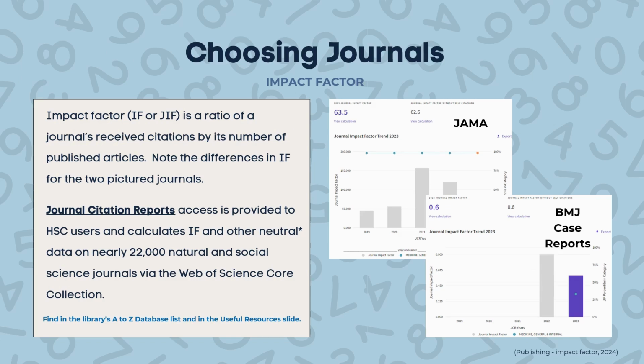Choosing journals: impact factor. You shouldn't base your journal choice entirely on impact factor, but it may be an aspect you can consider. Impact factor is a measurement of how influential a journal is within its discipline. It is a ratio of the journal's number of received citations on its articles to the number of articles it has published within a given time. HSC has a helpful resource called Journal Citation Reports that will allow users to look up impact factors and other useful data of specific journals. You can find the Journal Citation Reports link in the Useful Resources slide.